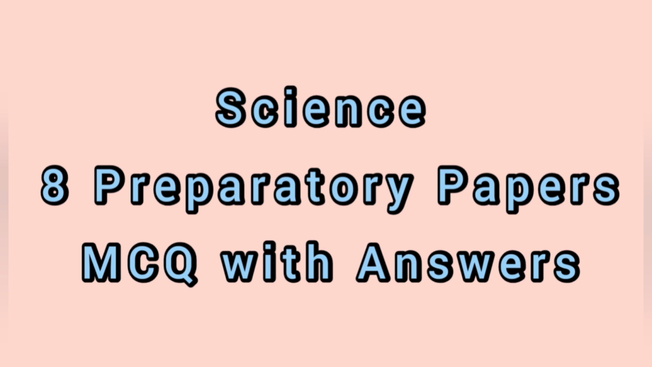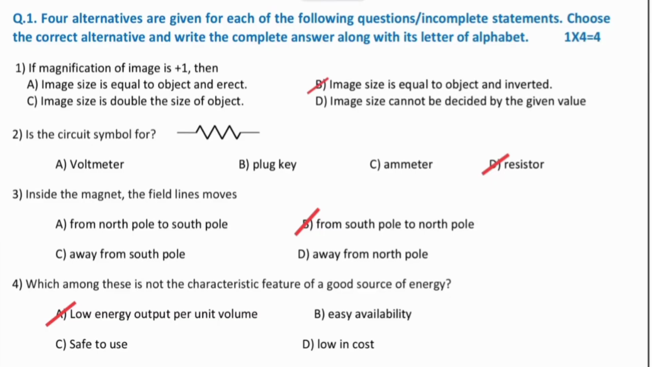In this video, we learn science multiple choice questions from 8 preparatory papers with answers. If magnification of image is +1, then the correct answer is option B. Image size is equal to object and inverted.